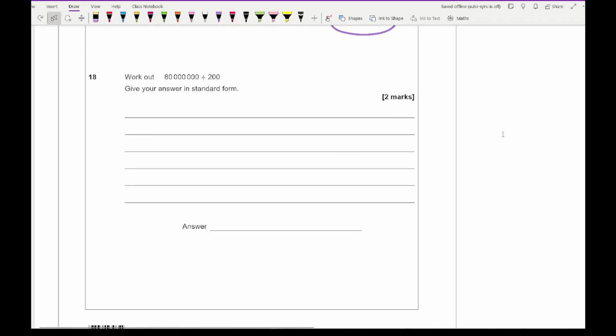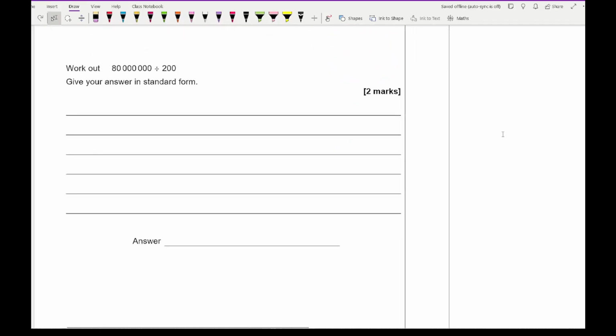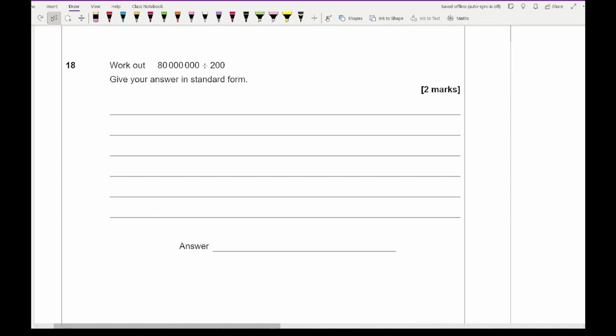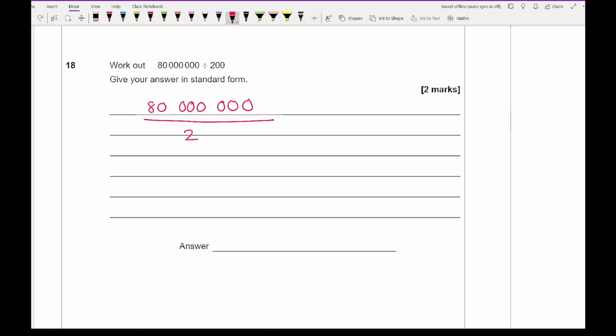Then for question 18, we've got a bit of standard form. So it says work out, let's just zoom in a little bit. And it says work out, and we've got 80 million divided by 200. Well, for this, what we can do is we can start by just writing the number out and just making sure you've got the right number of zeros over 200. Then I can cancel the zeros. So then here I've got what is 800,000 divided by 2, which is 400,000. And then we need to write that in standard form. So that's going to be 4 times 10 to the power of 5.